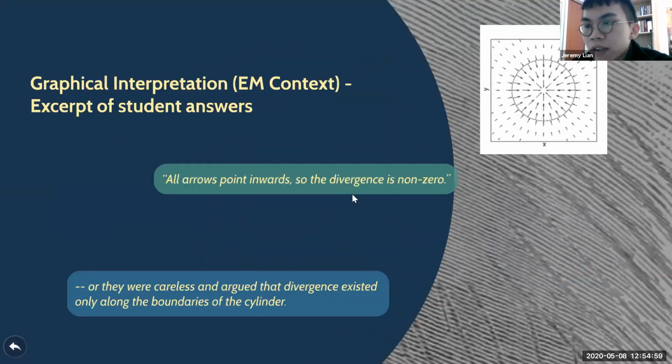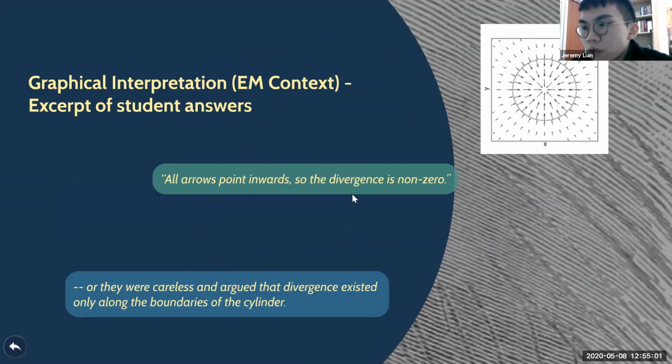A representative example of a wrong answer for this particular question would be an explanation that goes like, all arrows point inwards, so the divergence is non-zero, or any other argument that divergence existed only along the boundaries of the cylinder. This is an indication that students who got this question wrong had trouble combining information in text and graphs into a single coherent story.